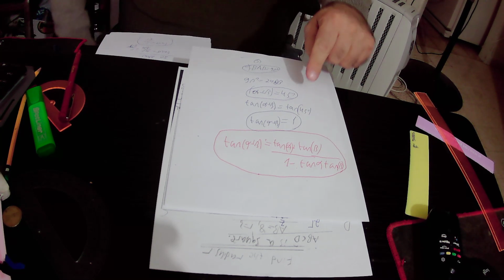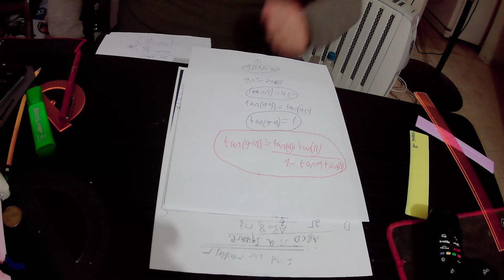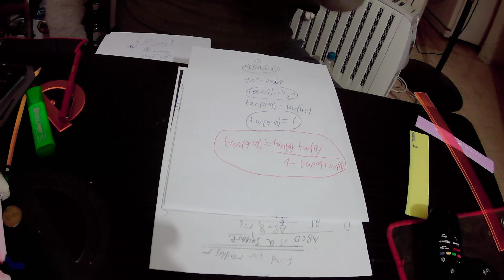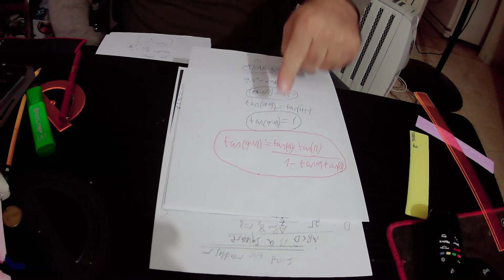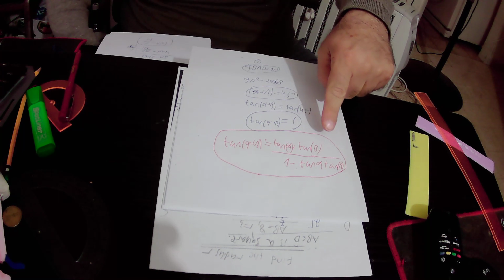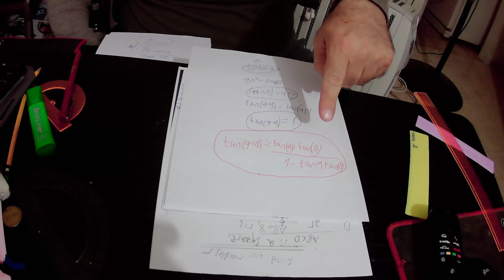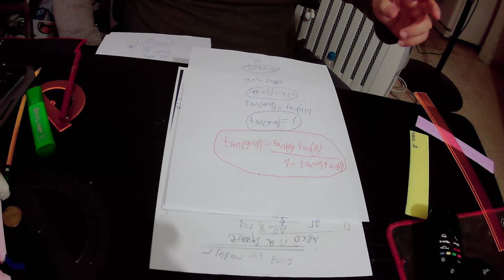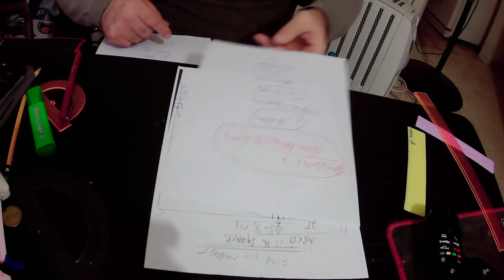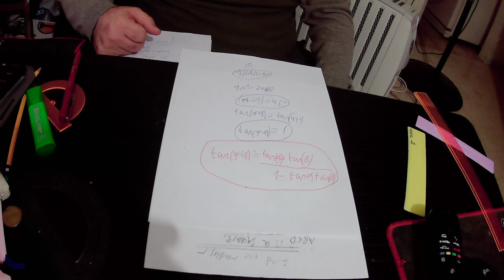We know that tangent 45 degrees equals 1. And we have a trigonometric identity for tangent of alpha plus beta. According to this trigonometric identity, tangent of alpha plus beta equals tangent alpha plus tangent beta over 1 minus tangent alpha times tangent beta.